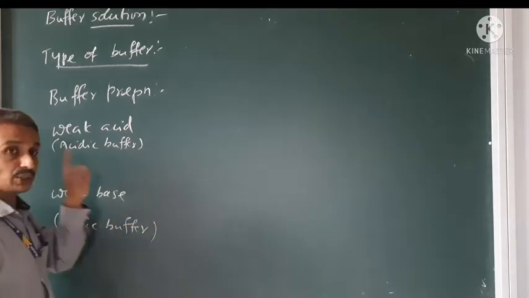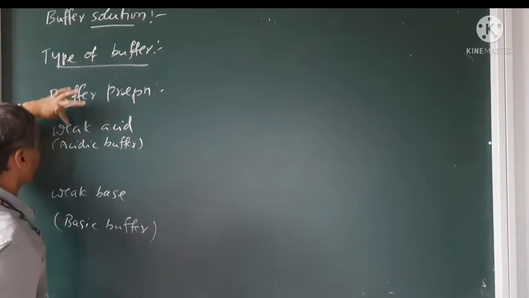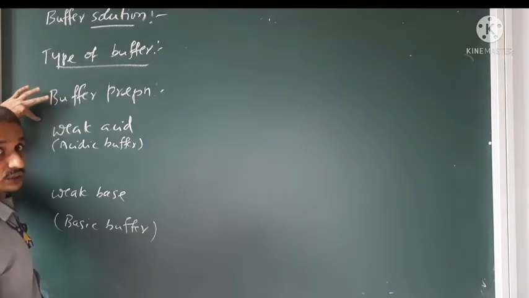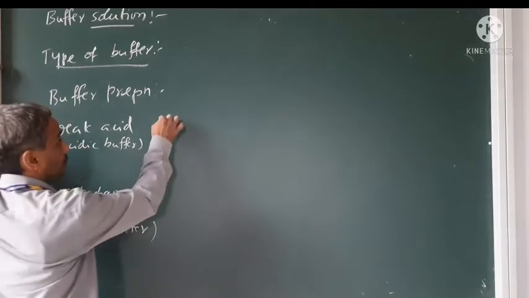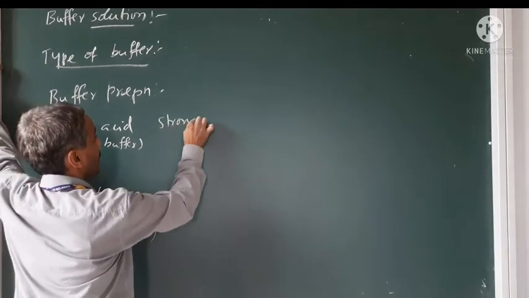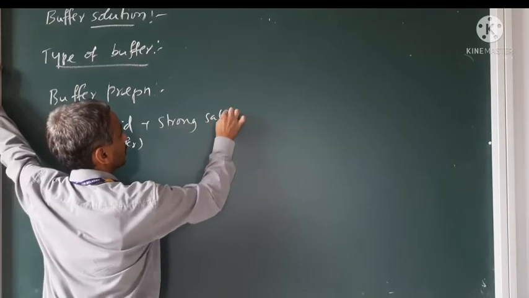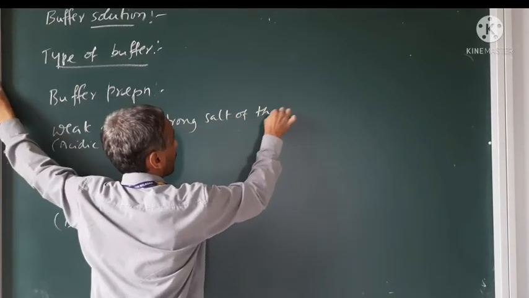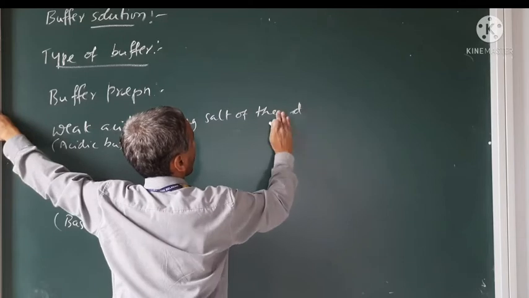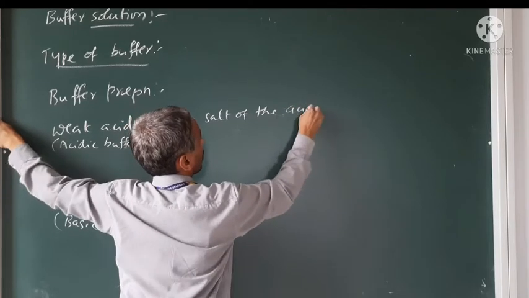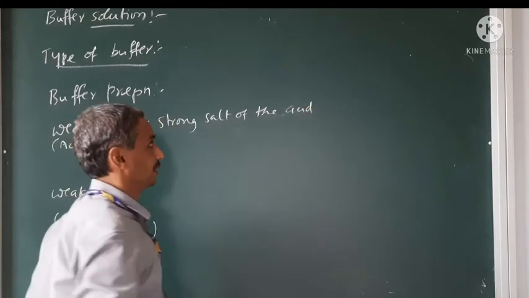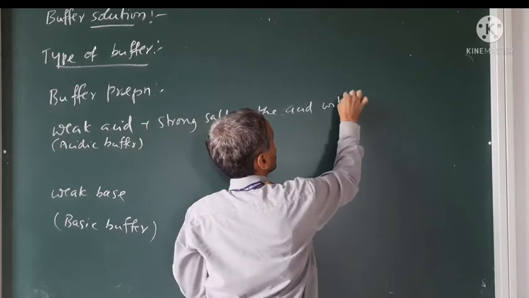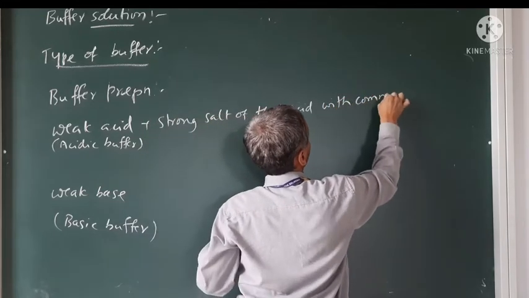And again, I should have a strong salt of the acid only. Strong salt of the acid only. So, strong salt of the acid. But the thing is that they should have a common ion. The common ion is a must.